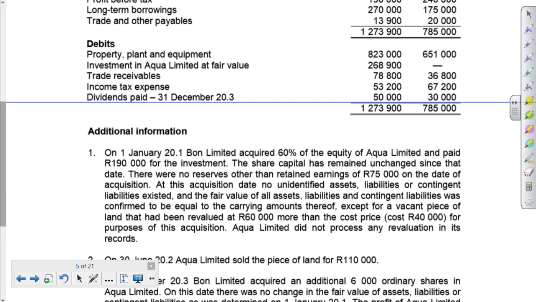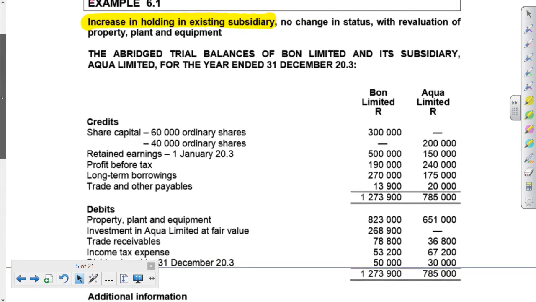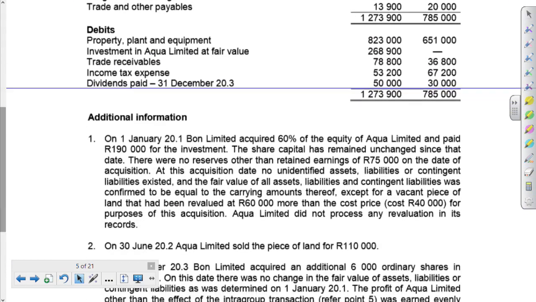So if I do a quick calc over here, what is the share capital of Alpha? 200. Acquisition: share capital 200, retained earnings 75, reval of land 60, CGT, presume I must do CGT.